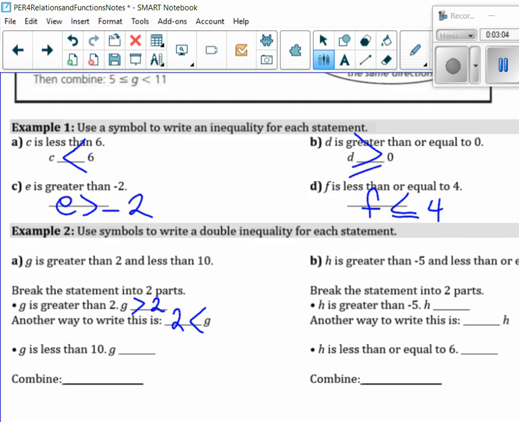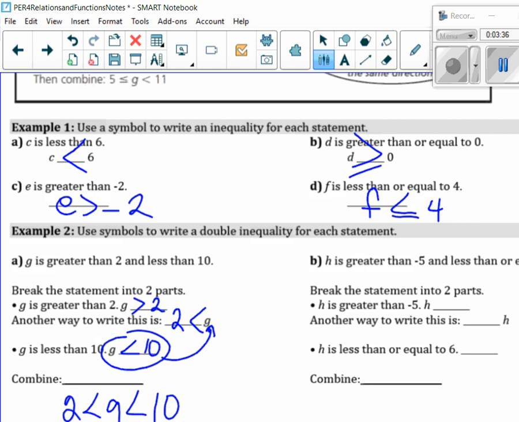Okay. So then how do you write G is less than 10? Well, that's G is less than 10 like this. Now we put it together. We take this and put it with that, so then our final answer would be 2 is less than G is less than 10, like that. Again, I like saying it as G is between 2 and 10, not including them, right? Because that's essentially what it means. G is between 2 and 10.